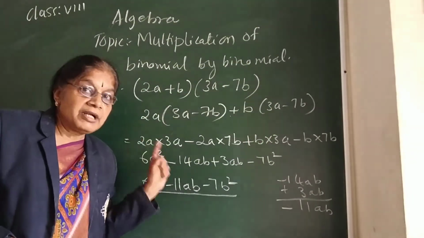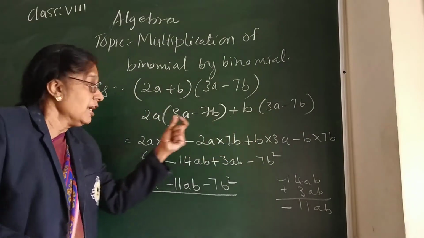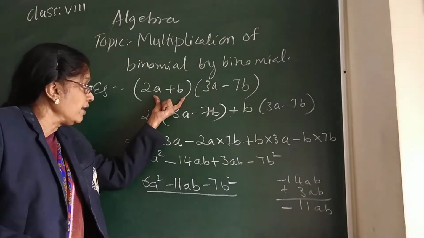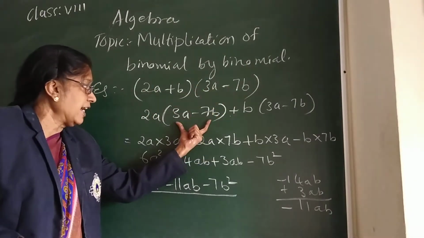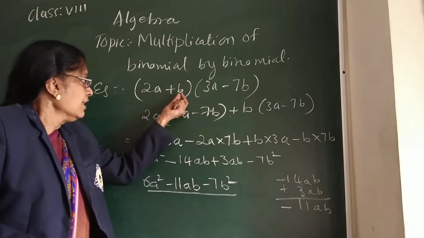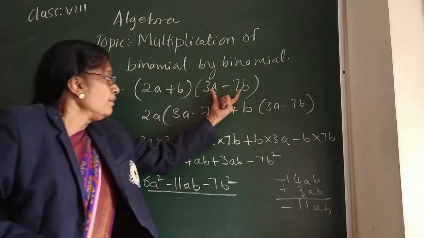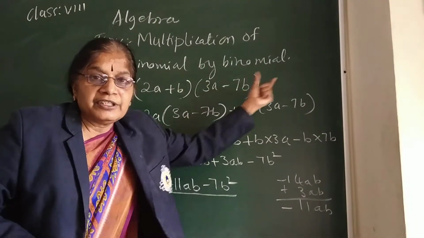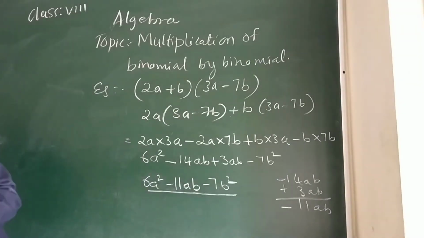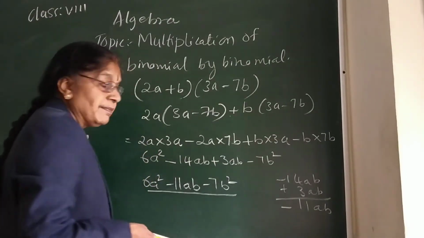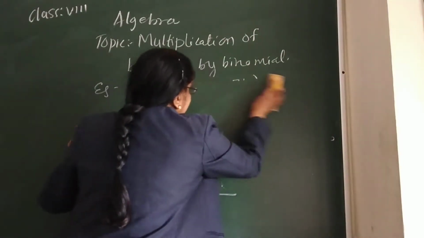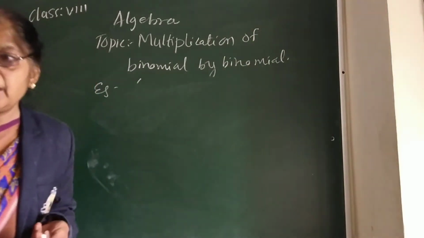So, understood how to multiply a binomial with a binomial? We are using the distributive property. First term of the first binomial with the two terms of the second binomial. Then put the sign that is there in the first binomial, plus second term of the first binomial with the second binomial. This is how we have to do multiplication of binomial by binomial. I hope you have understood it. Now I will take one more example for this and then we will go to the exercise.